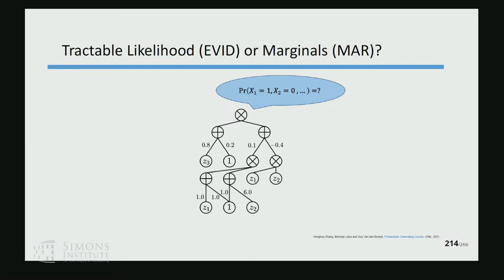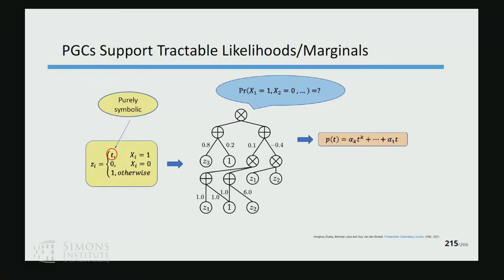Well, here's a very cute way of computing a probability. Suppose I care about computing a marginal probability where a bunch of variables x are set to true, a bunch of other variables x are set to false, and all the other variables are unknown. I marginalize them out of the distribution. So for every x that is required to be true, I replace it by some purely symbolic variable t. Every x that's set to false, I replace by zero, and all of the other variables z, I replace by the constant one. Now I can evaluate my circuit, and I end up just taking sums and products of polynomials in t. At the output of my circuit, I get some polynomial in t, agreed?